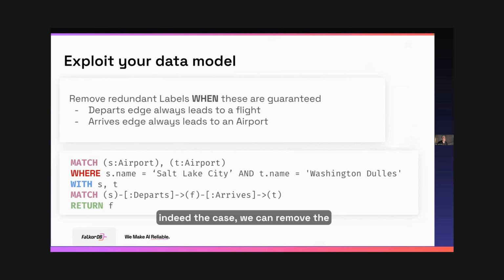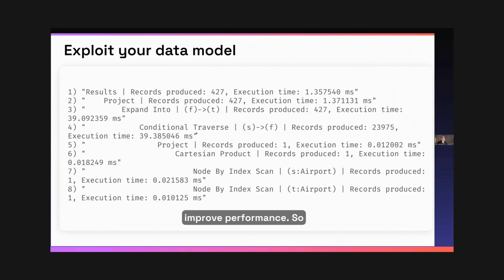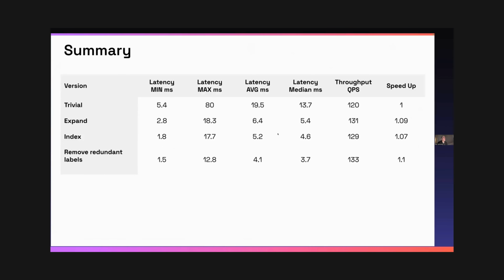And if that's indeed the case, we can remove the label flight. By doing so, we're removing a little bit of extra work that the database had done to ensure that indeed this edge had resulted in a flight node. Because this is guaranteed by the data model, we can actually remove this and improve performance. So basically, we can't really see the change in the plan. We're still going from S to F, but there's no extra validation or effort to make sure that F is a flight labeled node.